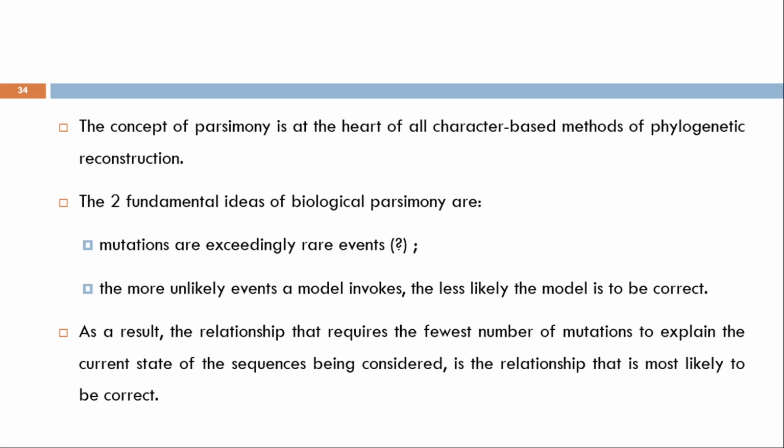So the concept of parsimony is at the heart of all character-based methods of phylogenetic tree reconstruction. So the two fundamental ideas of biological parsimony are that mutations are exceedingly rare events. Mutations are very rare. Number 2, the more unlikely an event a model invokes, the less likely the model is to be correct. So as a result, the relationship that requires the fewest number of mutations to explain the current state of the sequence being considered is the relationship that is most likely to be correct.